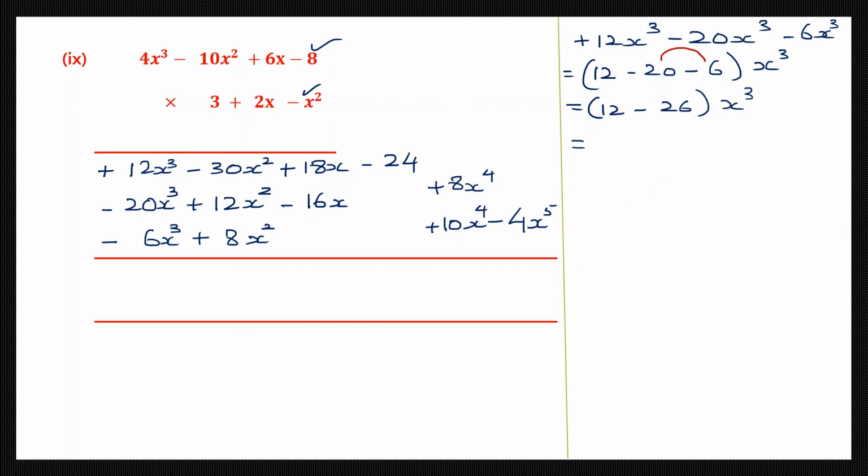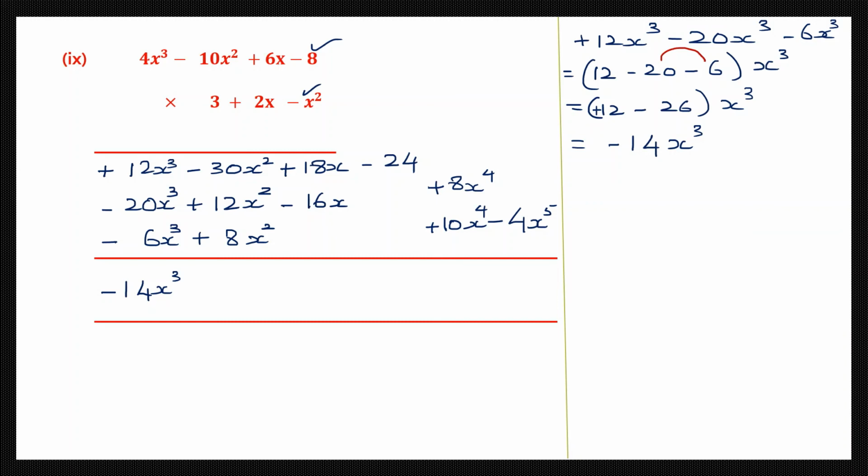Now here we have 12 minus 26. Now this is plus and this is minus. So when signs are different, we need to put the sign of the bigger number and subtract. So 26 minus 12. 6 minus 2 is 4. 2 minus 1 is 1. So that's minus 14x to the power of 3. So let's write that down, minus 14x to the power of 3.